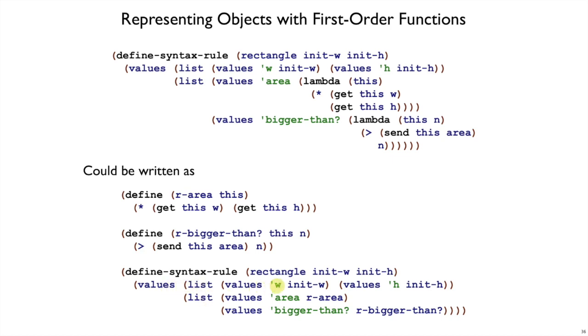The first list maps field names to field values, and the second list maps method names to methods implemented as first-order functions. Where we used to just refer to W, we have to use this get operation to get the W field out of an object. And correspondingly, our area method has to take this explicitly as an argument.